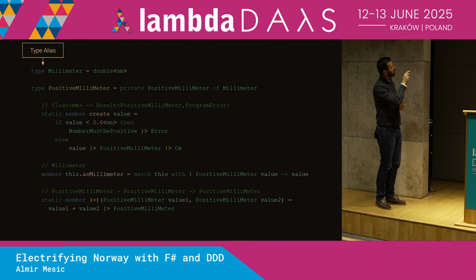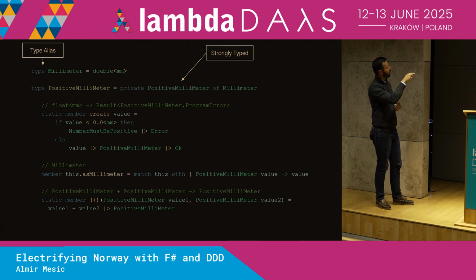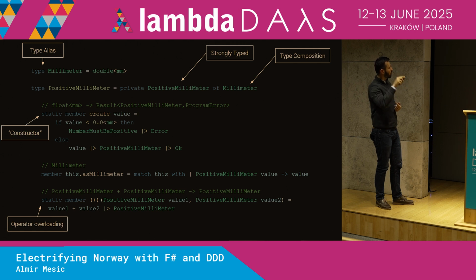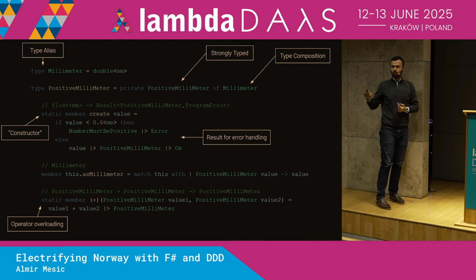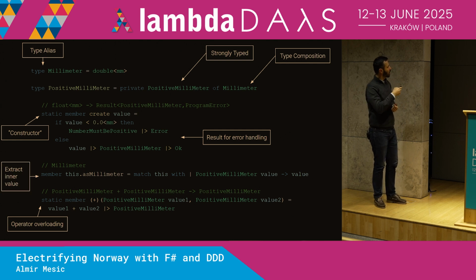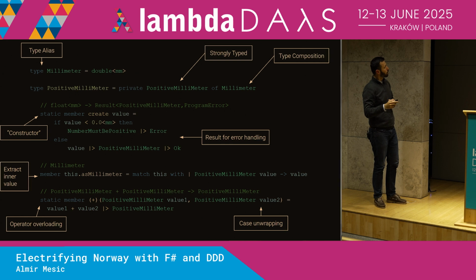Yes, so to summarize, we use a type alias here. We strongly type positive millimeter. We compose with the existing type. We overload the operator. We have a constructor function. And then we use result for error handling. Extract, and then also case unwrapping. So this is a way to extract the inner value of this type. So when you do this, you get this value out. And that's why you can do this, the plus sign.